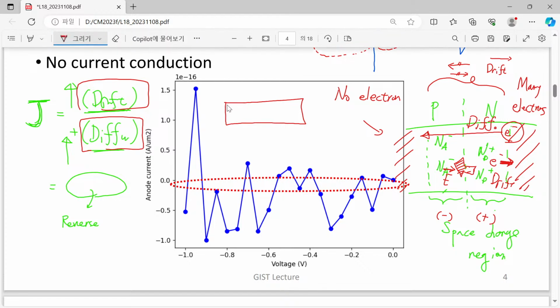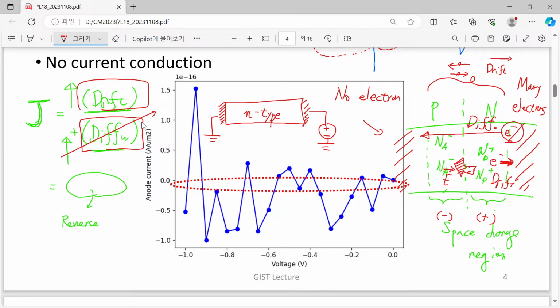One case is, here you have a cathode and here you have an anode, and instead of a p-n junction you just have a simple n-type material, homogeneous everywhere. The electron density is just constant. Then what will happen in this case? In this case, you don't have any meaningful diffusion effect.